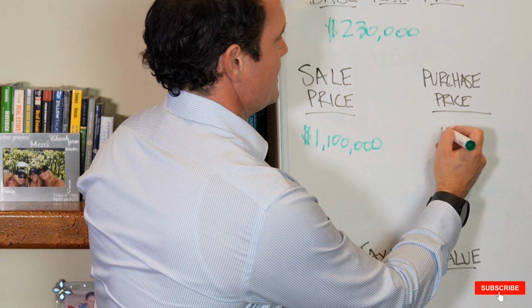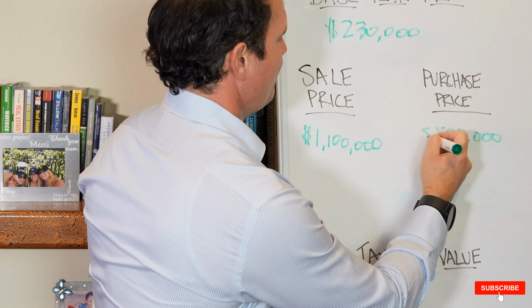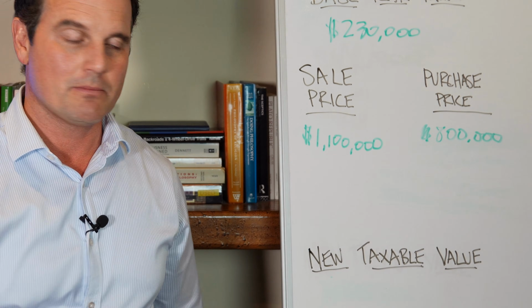So what if they decided, you know what, we're not going to buy a more expensive house, we're not going to move up, we're actually going to downsize and buy a less expensive house? What do their property taxes look like in that scenario? So let's say instead of spending 1.5, they decide, you know what, we're only going to spend $800,000. So the purchase price is $800,000 for the next home they're buying.